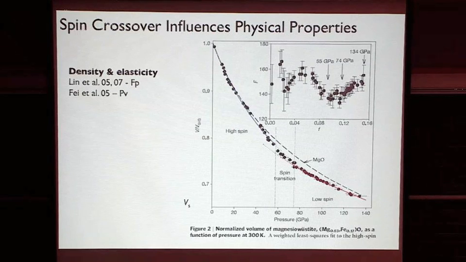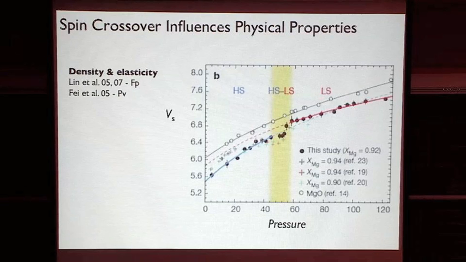And more recently, this study shows ferropericlase. The quality is not very good, but you can see this is the magnesium end member without iron: no change, smooth Vs versus pressure. But when you look at the iron-bearing sample, these solid circles, you can see that they fall onto two different curves. So high spin has this kind of trajectory or pressure dependence, and for low spin you would have more or less a jump in shear velocity. So the spin state really will affect the elastic properties.